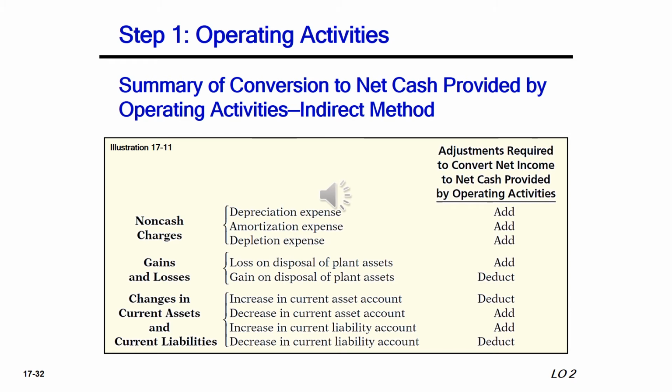And when it comes to liabilities, it's the opposite. So if you have an increase in a current liability account, you're going to add that difference to your net income. And if you had a decrease in a current liability account, you're going to deduct that decrease.